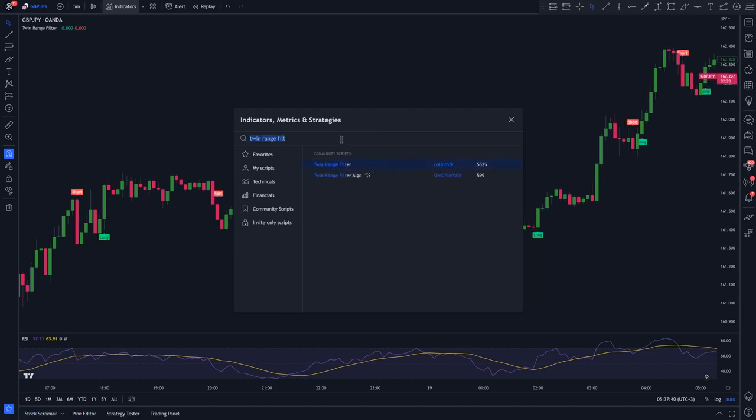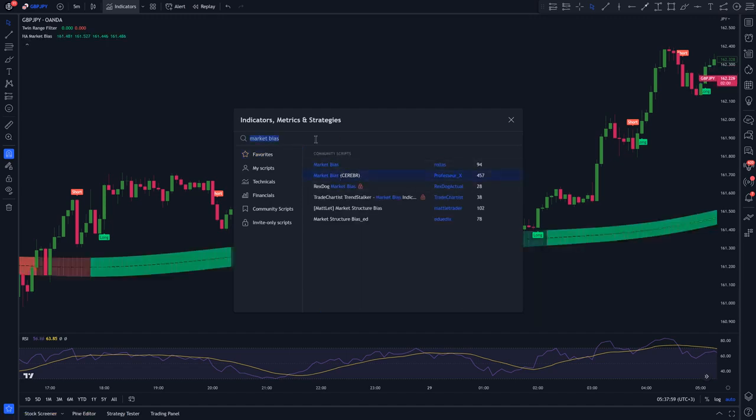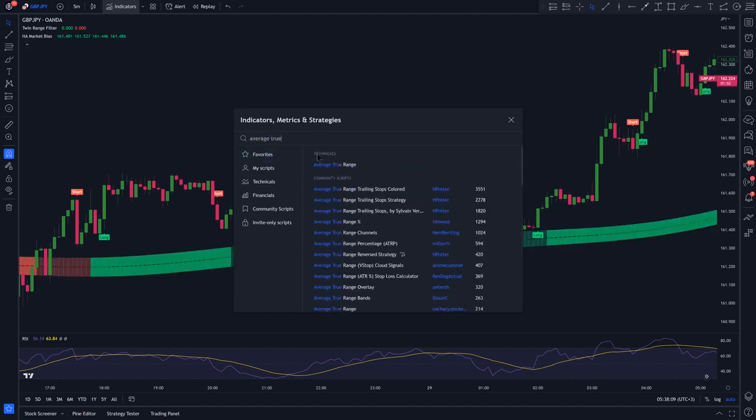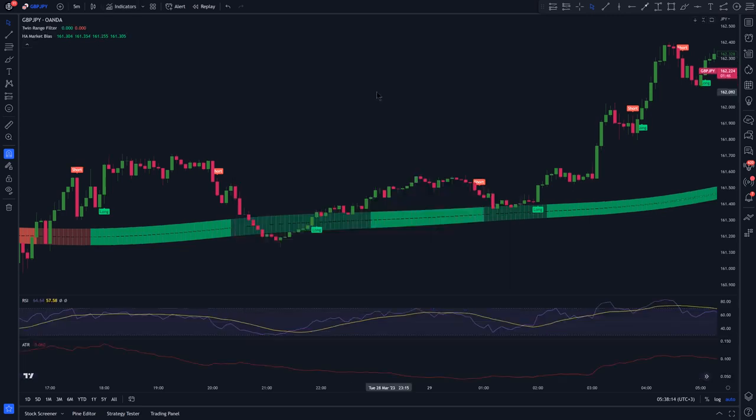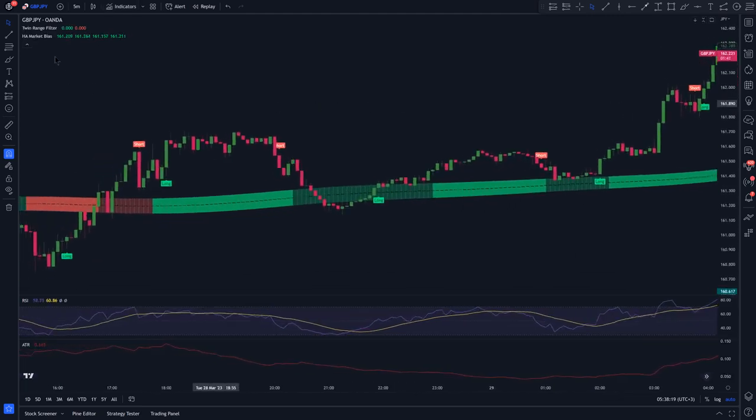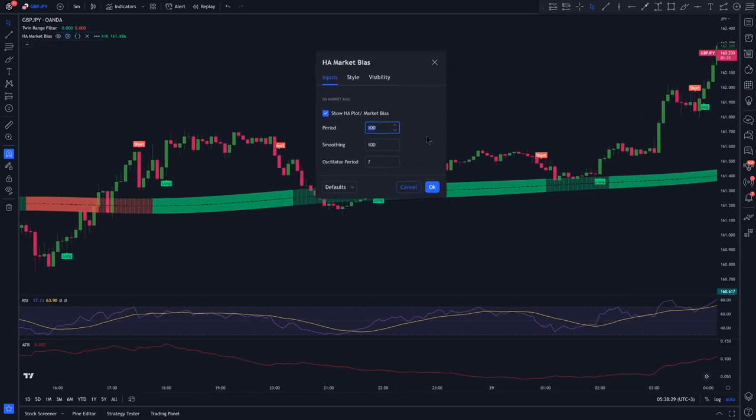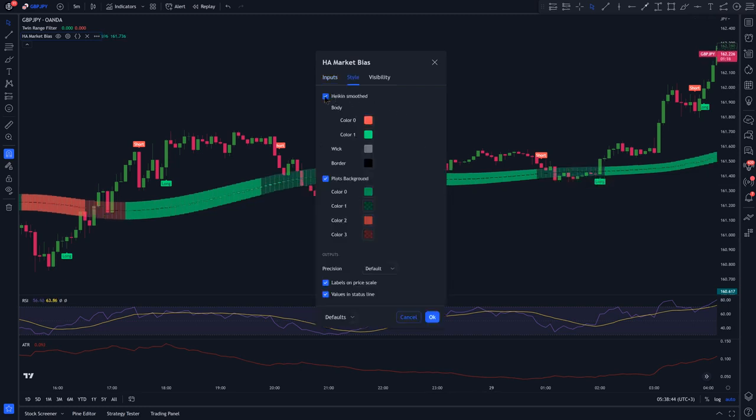The third one is a Trend Filter indicator called Market Bias. This one by Professor X. Last but not least, we're going to add a Stop Loss Placement indicator called Average True Range, or ATR. And then we're going to change some settings, starting with the Market Bias indicator. Click here on the Inputs tab, change the period to 60, and then change the smoothing to 30. Then on the Style tab, you're going to uncheck this first option.